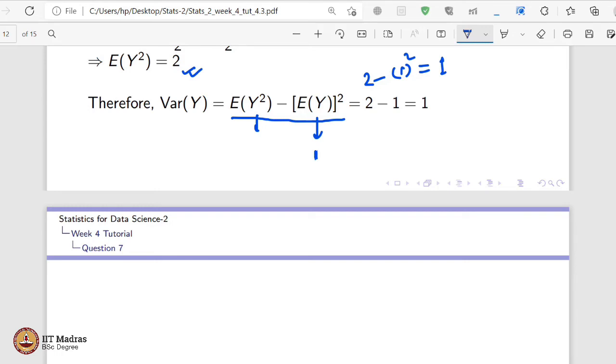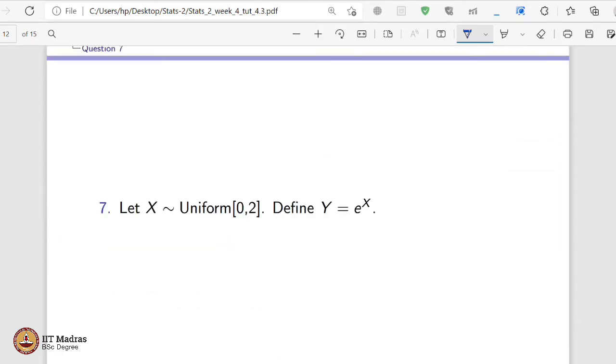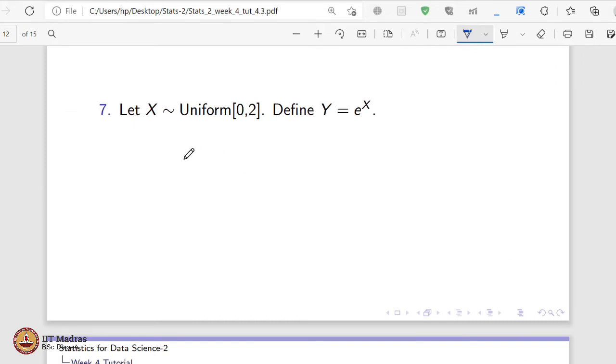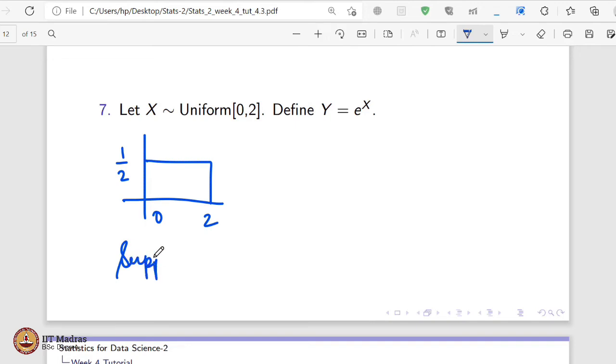So now we'll move to the next last question of this tutorial. Now we are having the expectation, a random variable that has been defined as uniform from 0 to 2. Its value would be 1 upon 2, right? So the support of x is what? 0 to 2, right?